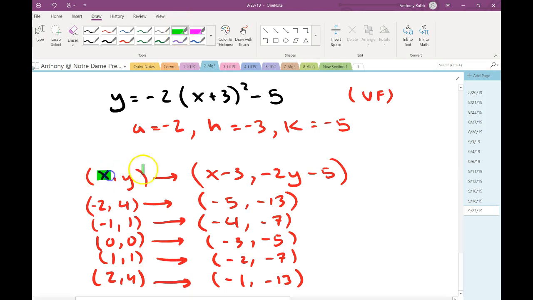Again, all I did was I took my x-coordinate and I plugged it in place of x. So negative 2 minus 3 is negative 5. Similarly, I did the same thing for my y-coordinate. So I plugged 4 in for y. So negative 2 times 4 is negative 8. And then minus 5 more is negative 13. And I did that for each point to get the answer.